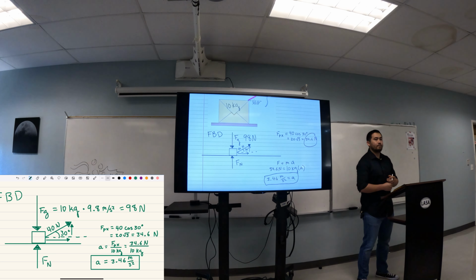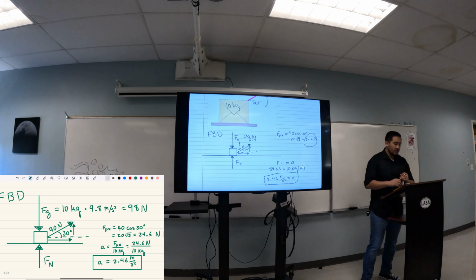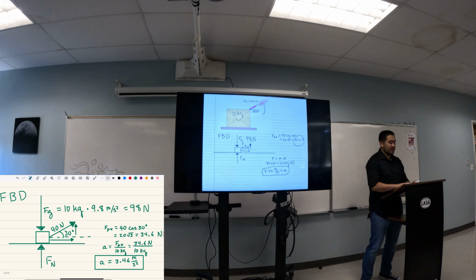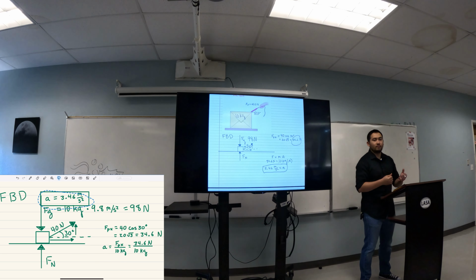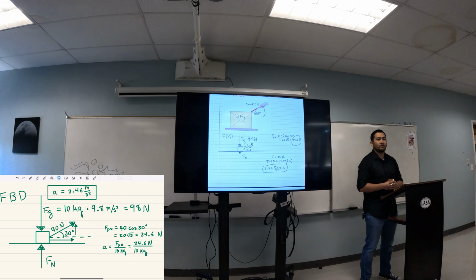And we all know, of course, that newtons divided by kilograms leaves us with meters per second squared, correct? Fantastic. So we can now say as a statement that this box must be accelerating to the right at an acceleration of 3.46 meters per second squared because there is a 34.6 newton net force to the right due to our applied force of 40 newtons at 30 degrees to the horizontal. A lot of words there, but hopefully they all made sense.